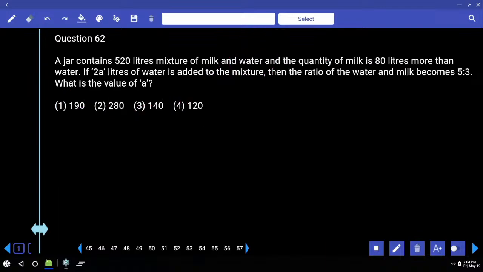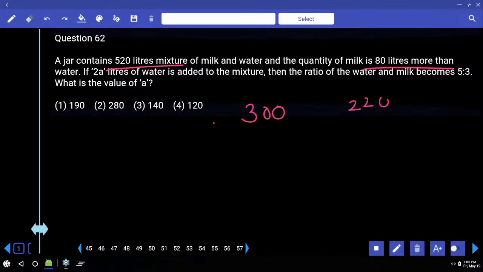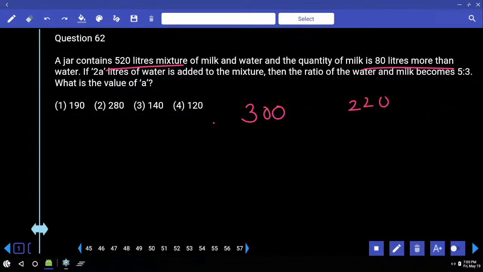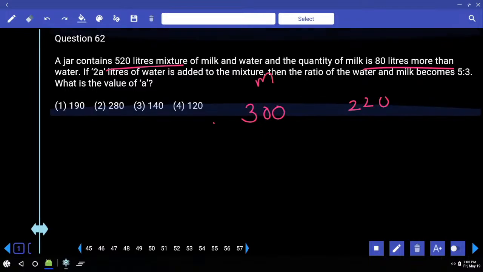A jar contains 520 liters mixture of milk and water and the quantity of milk is 80 liters more than the water. If 2a liters of water is added to the mixture, then the ratio of the water and milk becomes 5:3. Total 520, difference 80, means 300, 220. So here milk is more than water.